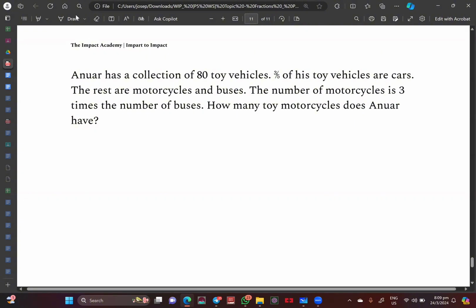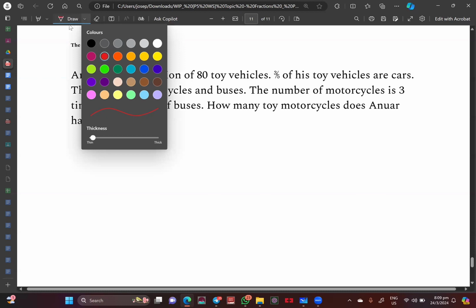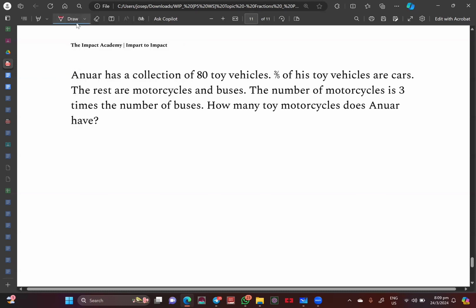Okay, so first things first, whenever we want to solve a question like that, we want to ask ourselves, what concept is this? I can quickly tell you that this is what we call PWRS. PWRS stands for part-whole relationship. Okay, now if you're wondering how do I know this is part-whole relationship, it is really because of the first sentence. And of course the subsequent sentences will give us a lot of ideas. In the first sentence, it says that Anwar has a collection of 80 toy vehicles.